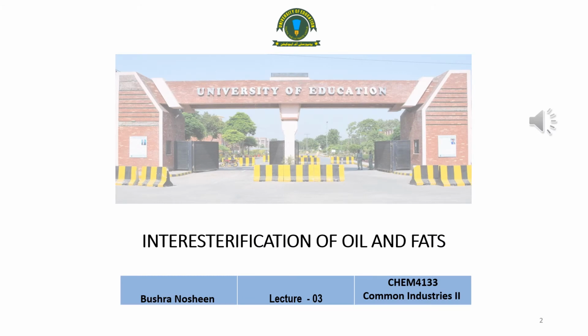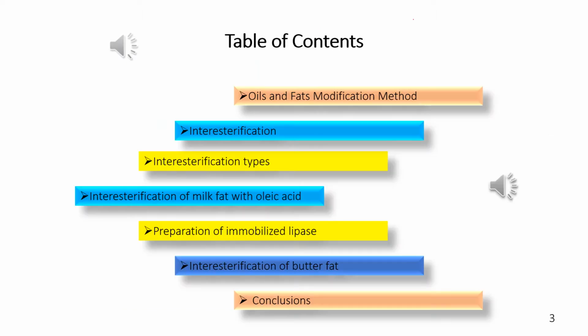Common Industries 2. Lecture 3 is Interesterification of oil and fats. In this lecture, we will study about the oils and fats modification methods, interesterification, interesterification types, interesterification of milk fat with oleic acids, preparation of immobilized lipase, interesterification of butter fat, and at the end, we will conclude the whole process.